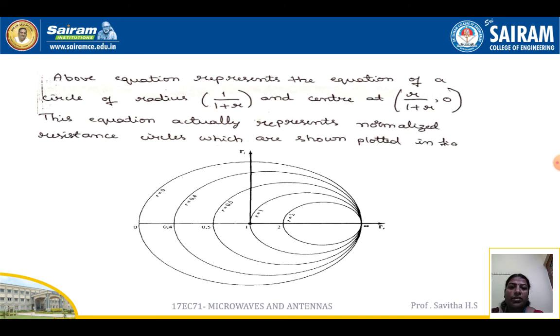The above equation represents the equation of a circle of radius 1 by (1 plus R) and the center at (R by (1 plus R), 0). This equation represents the normalized resistance circle, as shown in the figure. You can see in the Smith chart the circles with R equal to 2, R equal to 1, R equal to 0.5, R equal to 0.4 and R equal to 0. These are the resistance circles.